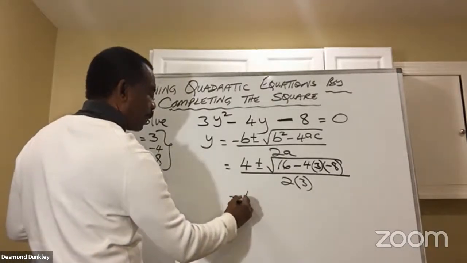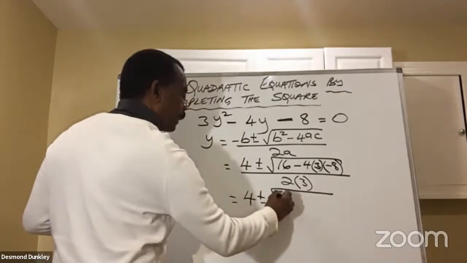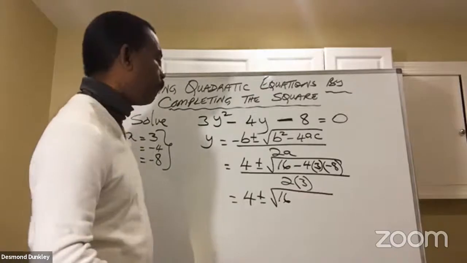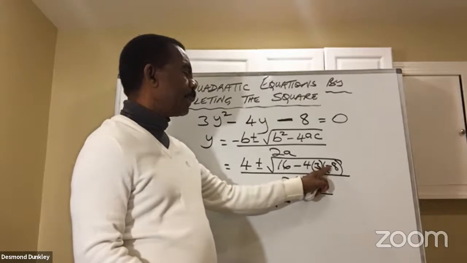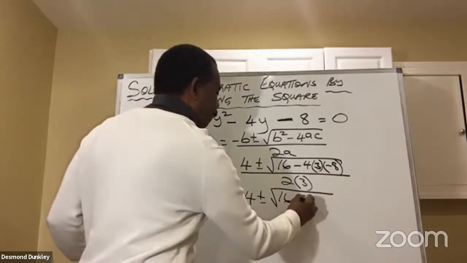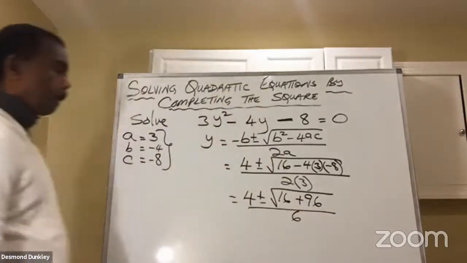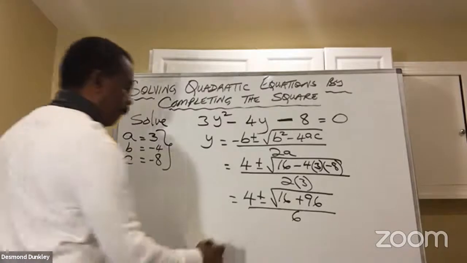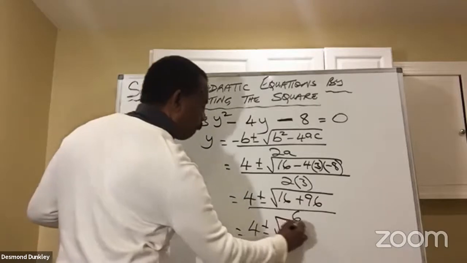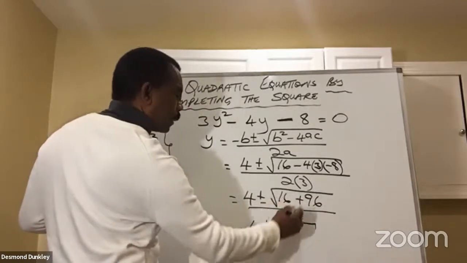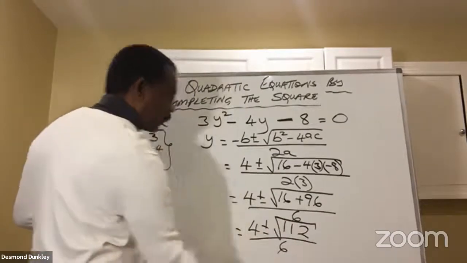So we have positive 4 plus or minus the square root of 16. And what do we have? Negative 4 times 3 is negative 12. Negative 12 times negative 8 is positive 96, all over 6. And we simplify. We end up with 4 plus or minus the square root of 16 and 96, which is 112, over 6.